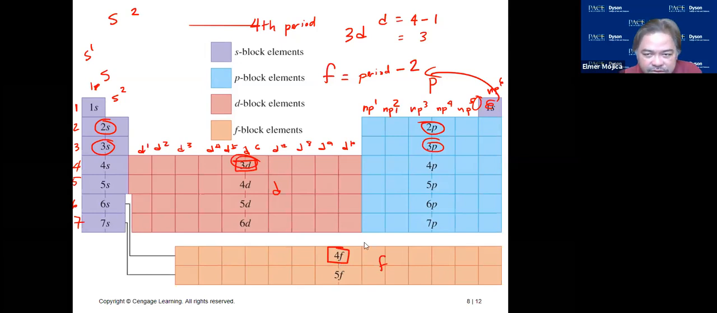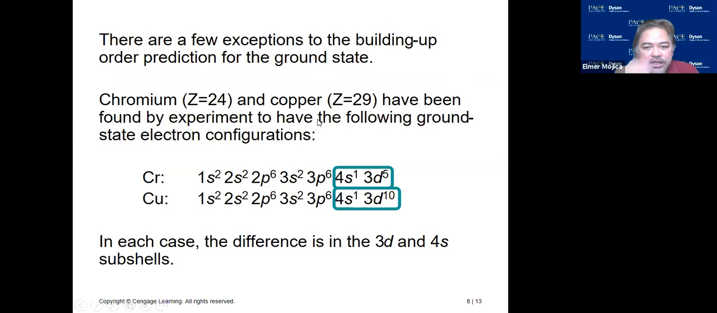So we're going to continue writing the electron configuration today, and then later on we might start with the periodic table. So in this build-up thing, there's always an exception to the rule.